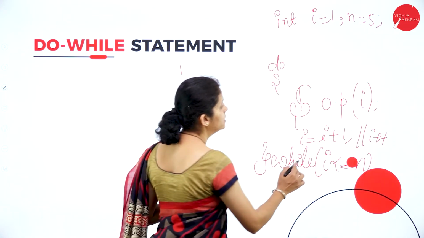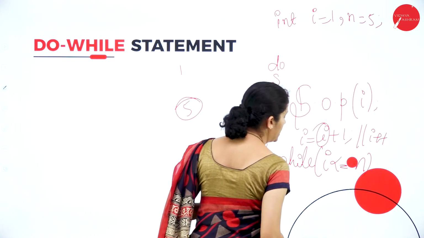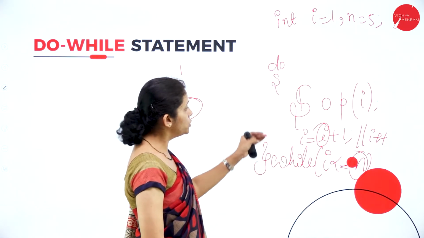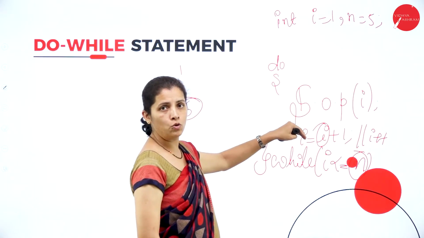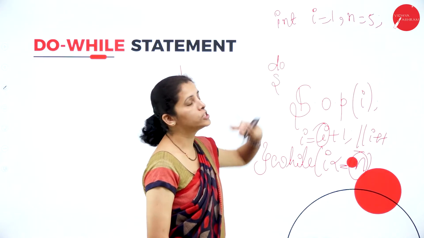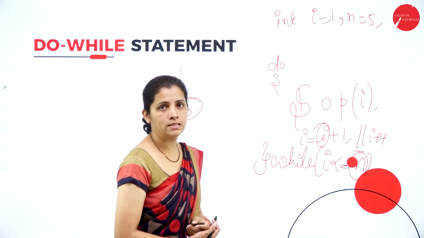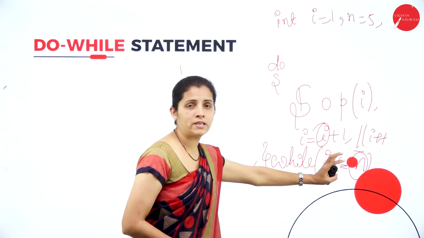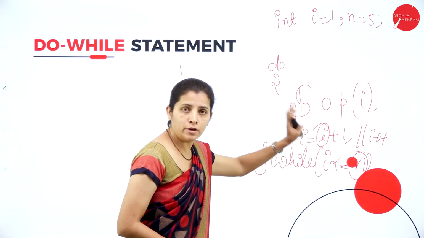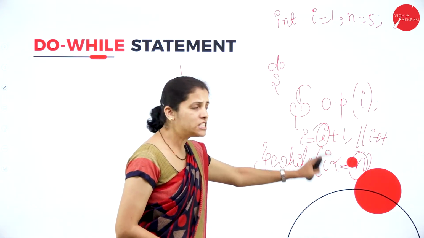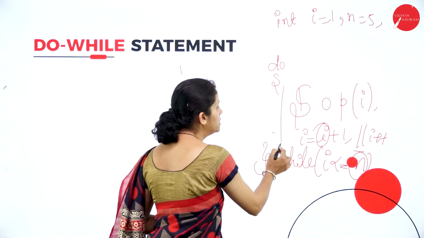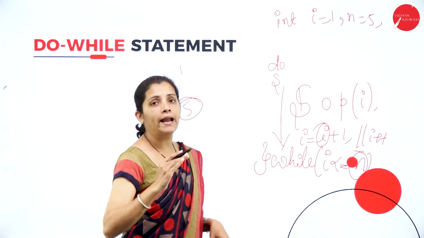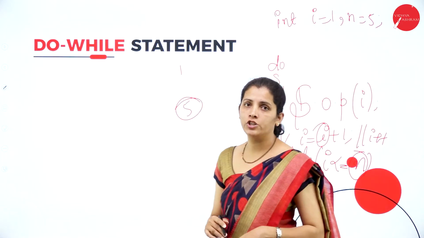Now see here, this is my looping variable and this is also my looping variable. Before using these variables in my loop, I'm going to initialize the variables. And whatever the condition I specify at the end, even though it is false, it's still going to execute the statement at least once. And at the end, I'm going to check the condition.